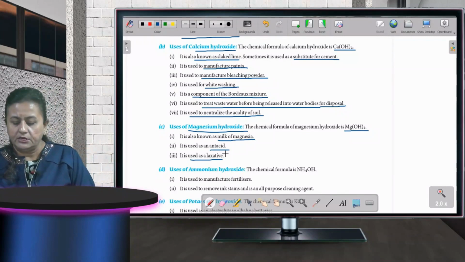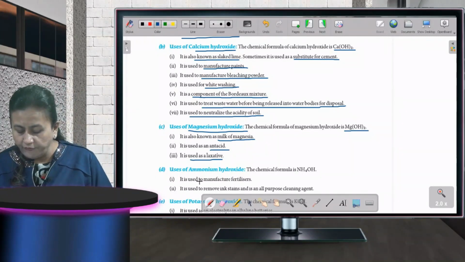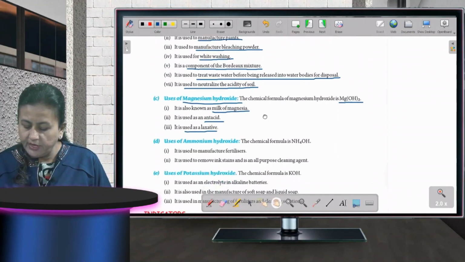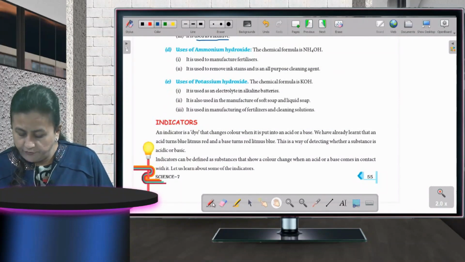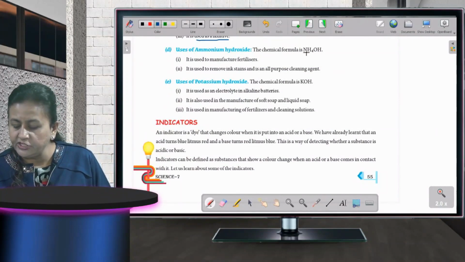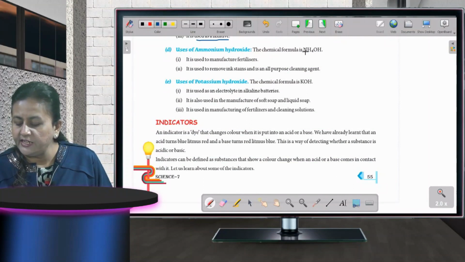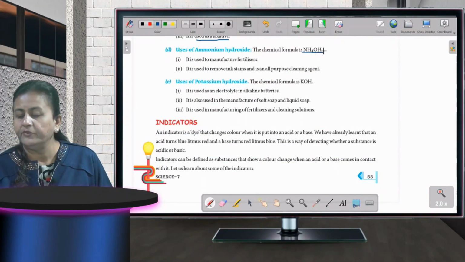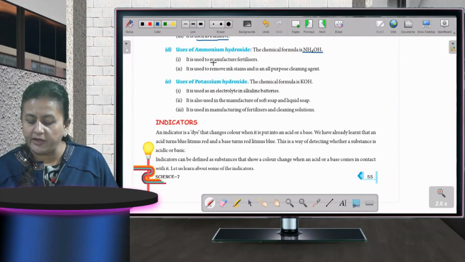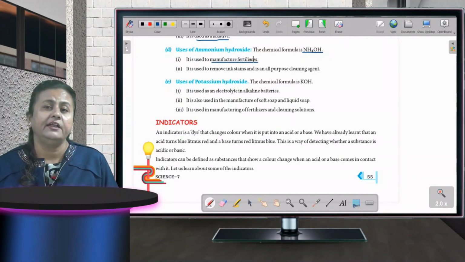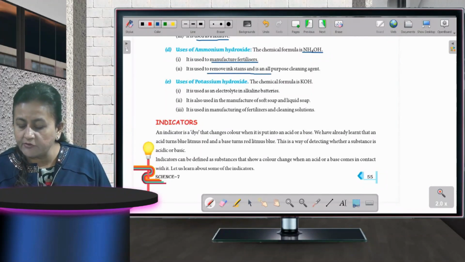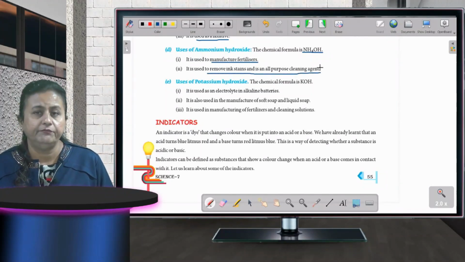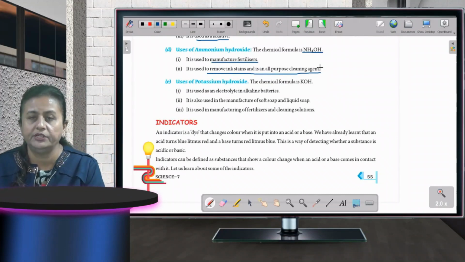Fine, children. Now come to the next one, uses of ammonium hydroxide. Please look on your screens. The chemical formula for this is ammonium is NH4, hydroxide is OH, NH4OH. Okay, NH4OH. And it is used to manufacture fertilizers. Fertilizers, what are we using for? We are using for increasing the fertility of the soil. It is used to remove ink stains and as an all-purpose cleaning agent. If we want to clean anything, we may use ammonium hydroxide.